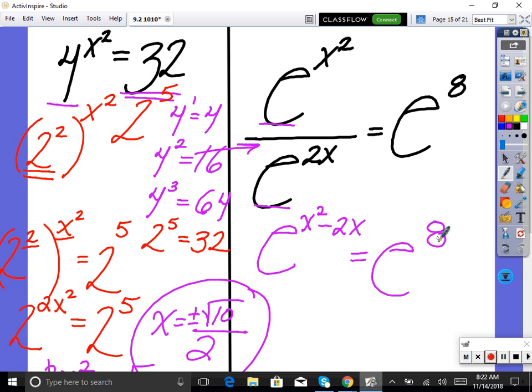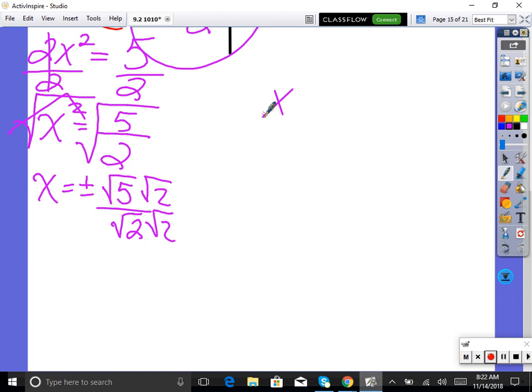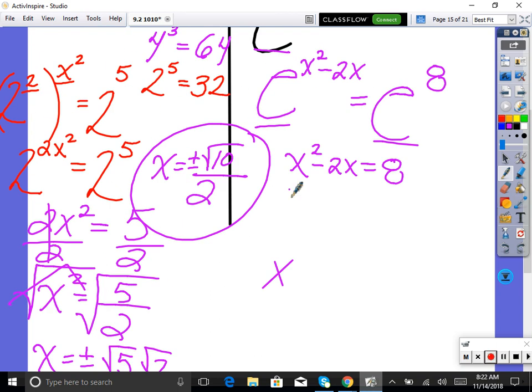And now we have one base, so we can now set up our statement. Way to remember that. So we have x squared minus 2x equals 8. So now from there you'd say, okay, to solve a quadratic, I always get it set equal to 0. So we'll have our x squared minus 2x minus 8 equals 0. Then we'll solve by factoring if possible. Most of these will factor.